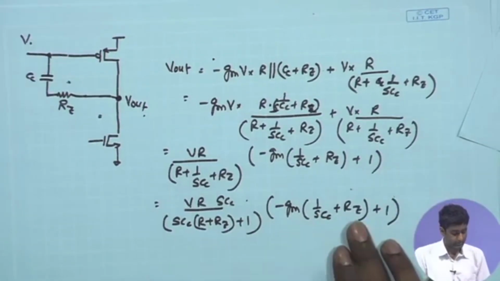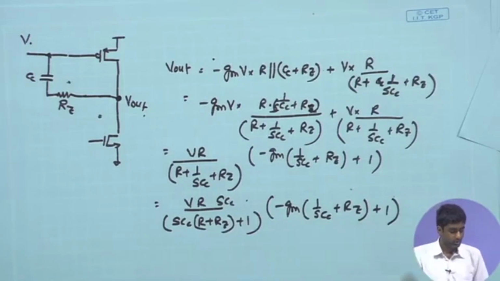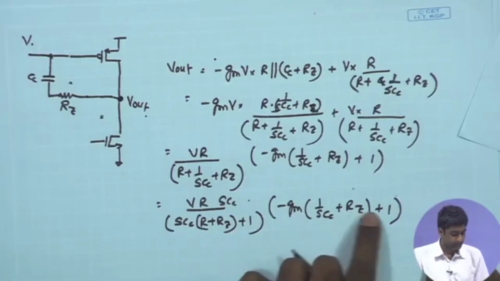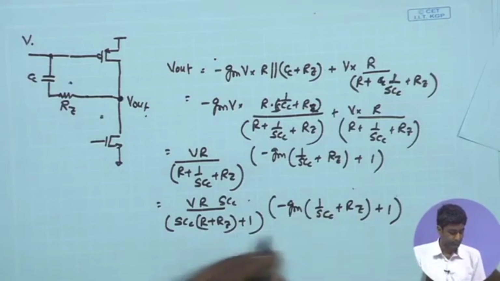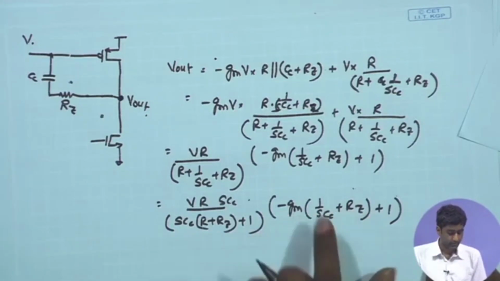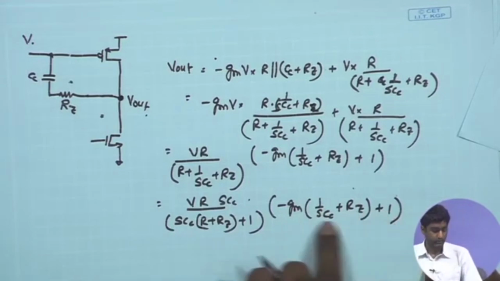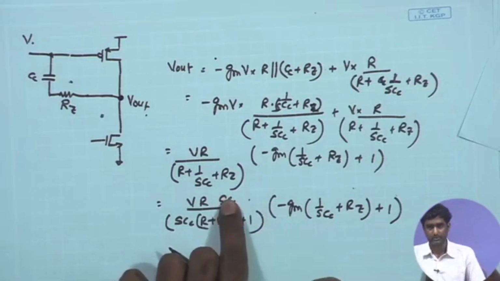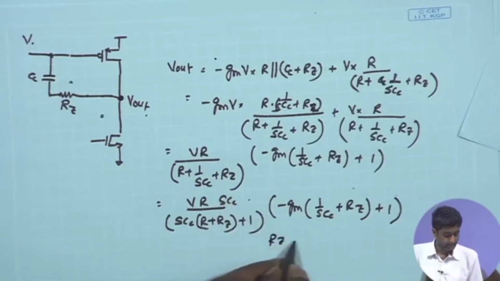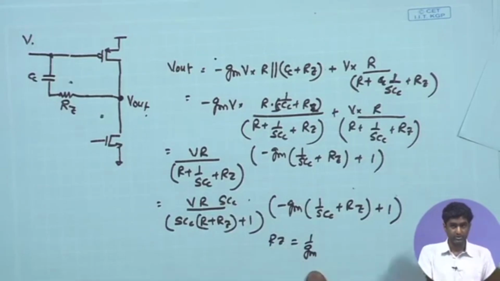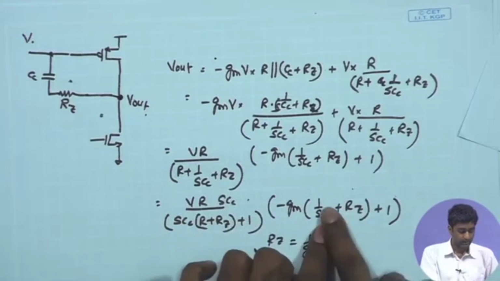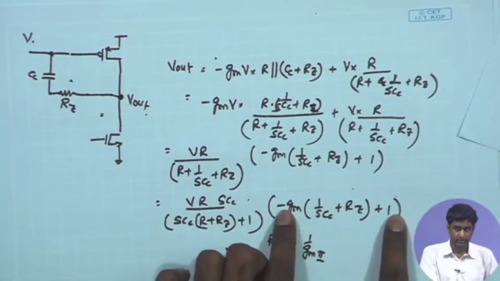Now, looking at the above expression, if I want to eliminate this zero coming in the numerator, I make this Rz equal to 1 upon gm. Suppose in this expression I set Rz equal to 1 upon gm, then this will cancel out with this factor 1, and you will be left with only the 1 upon sCc term over here, which will again be cancelled out with this sCc term coming over here. This gm is basically the gm of the second stage, so I should call it gm2. If I set Rz equal to 1 upon gm2, then I can eliminate the effect of this factor.